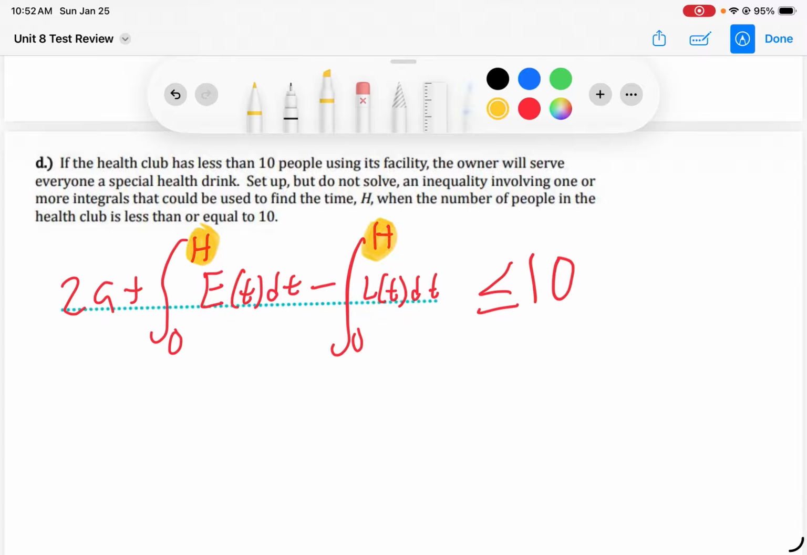I could solve this for h. What value of h would make that, what would be the time where there were 10 people or less? Yeah, that's good. I don't know what else to say about that.